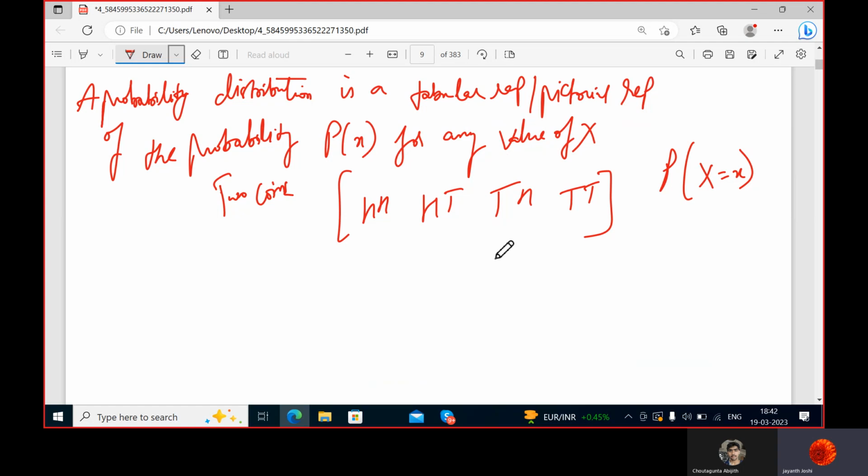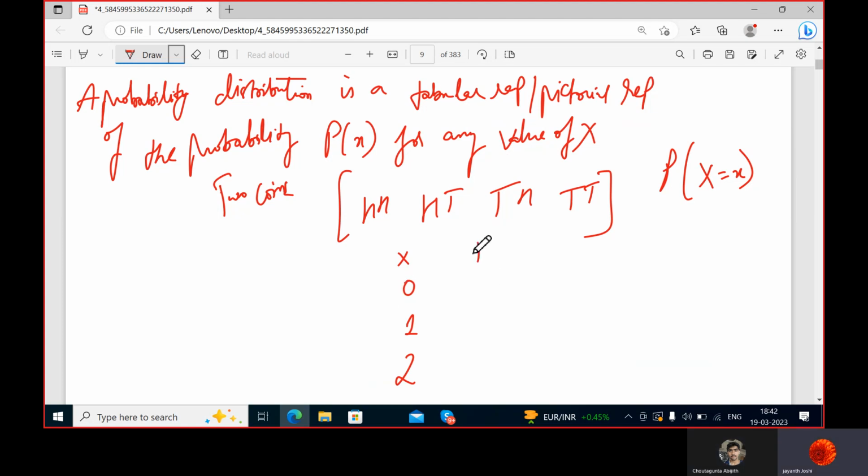Now I will ask you a question. I just want to show the number of heads and the probability of those heads occurring in a tabular representation. So it will be like this. I take some random variable X. That X represents the number of heads. The number of heads can start from 0, then 1, and the final number of heads is 2, correct?